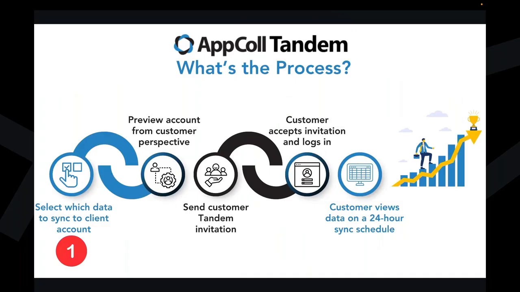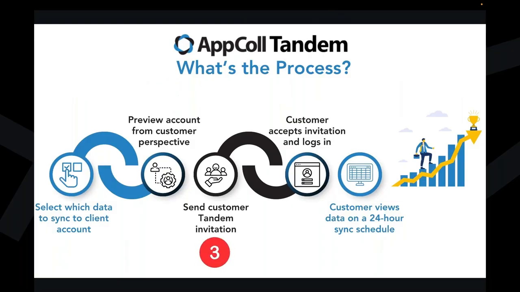We'll begin by selecting which data to sync to the client account, which includes matters and contacts by default. I'll also show you how to choose whether or not to sync tasks or files, and then fine tune your sync to selected columns if you wish. You can access the account to view it from the customer perspective prior to sharing the invite to them to log into their Tandem account.